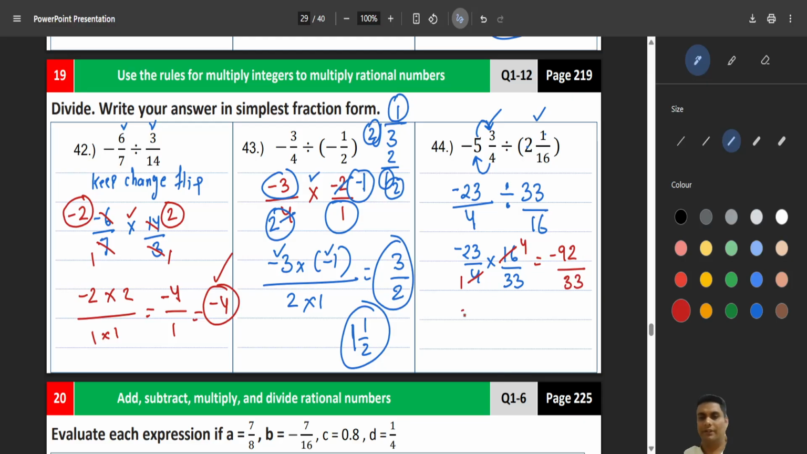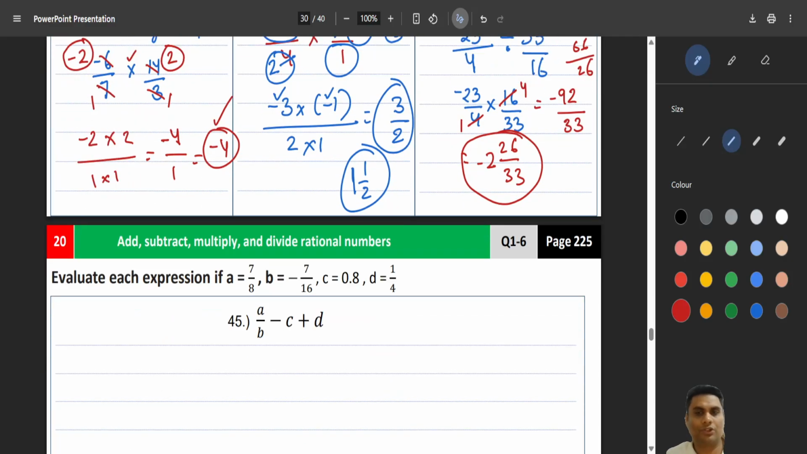Okay. 33 times 2, 66. There will be minus. So 92 minus 66 will be 26 over 33. You can do it. I have shown you several times how to do it, right? So you can do it now. How to change it into a mixed number.